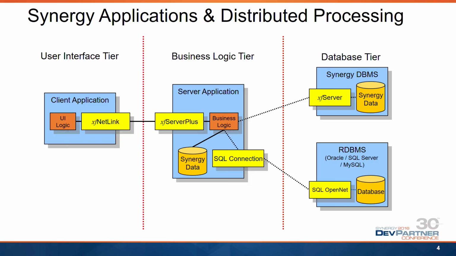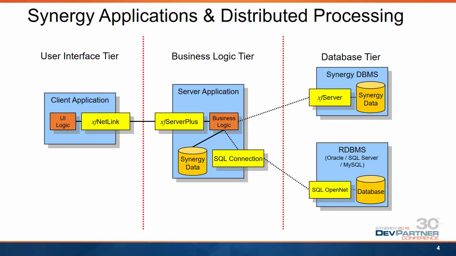So the first box on the left-hand side is representing the client application, and it's got its UI logic, and the yellow box there on the left-hand side is the xfNetLink client that we provide that gives you a way of bridging over the network, the red line there representing the network, to xfServerPlus on the server system, executing business logic, accessing Synergy data.